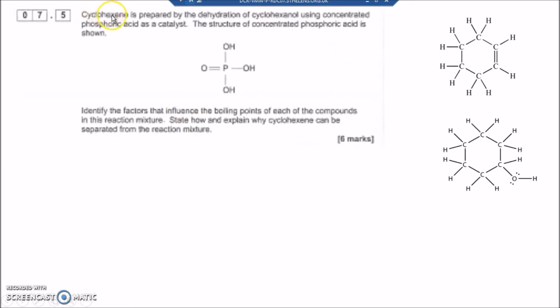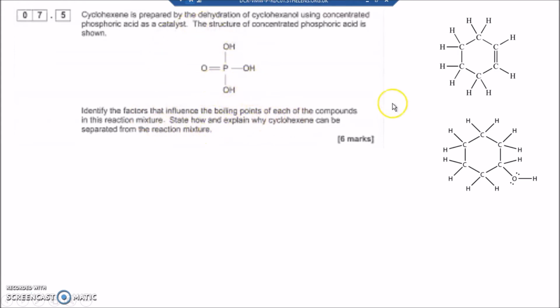And then finally, cyclohexene is prepared by the dehydration of cyclohexanol, with concentrated phosphoric acid, which is there, cyclohexene, cyclohexanol, and phosphoric acid as a catalyst. So you're not asked for any kind of reaction, you're just asked to identify the boiling points of these three, and how cyclohexene can be separated from the reaction mixture.